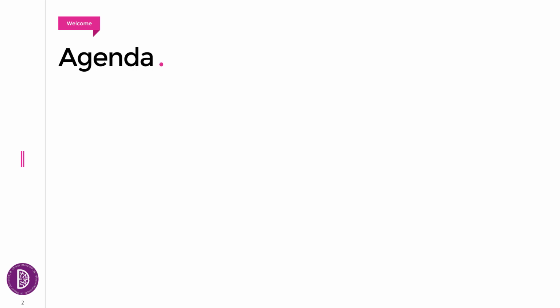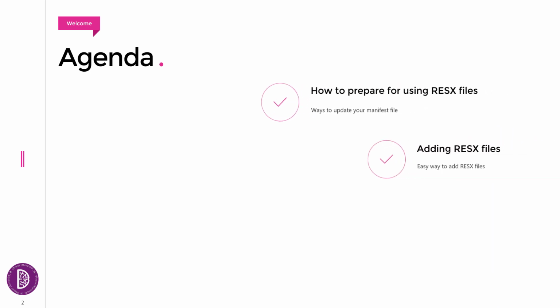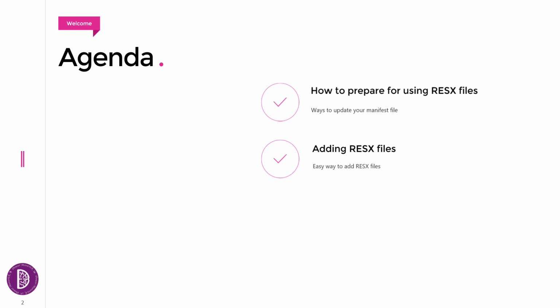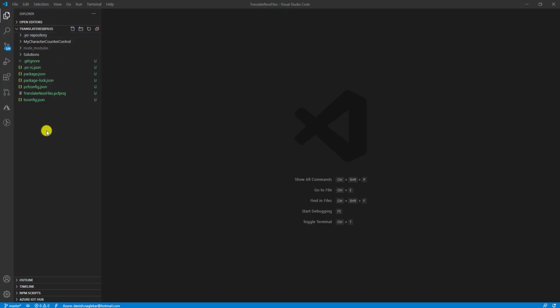In this video, we will look at how to update your manifest file to support localization. Then we will look at how to quickly add any language using RESX files and translate the contents within it. So let's get started. I have initialized my PCF project using PCF builder's force command.